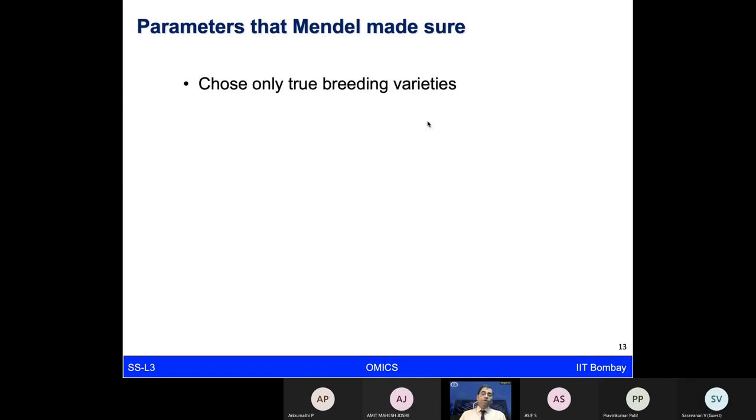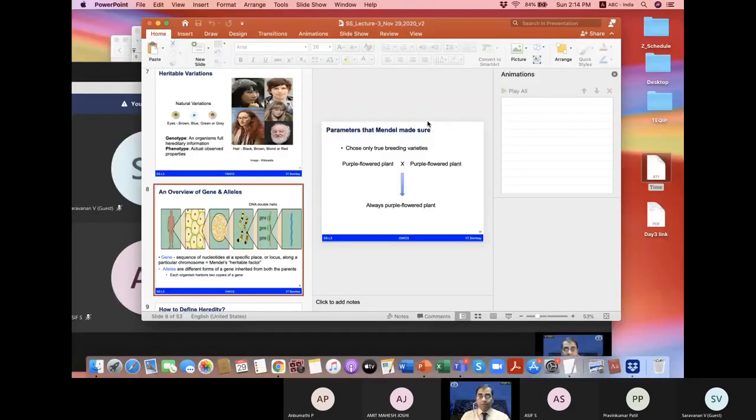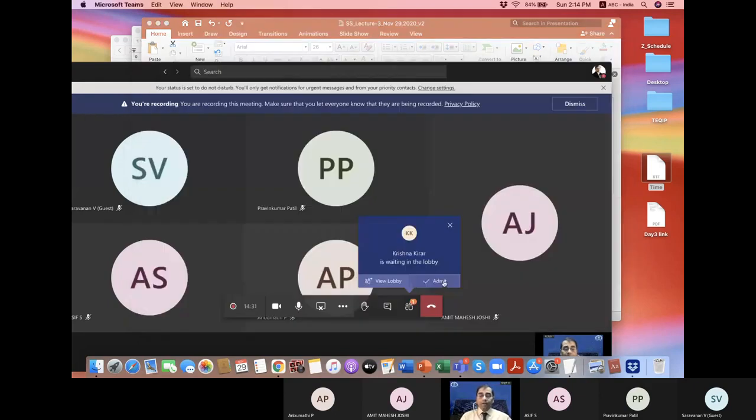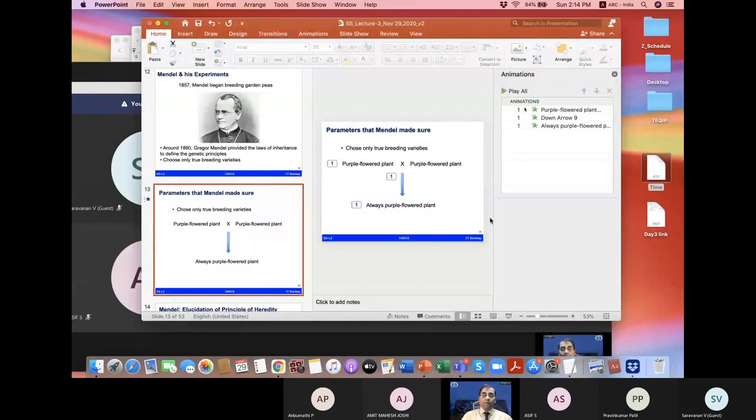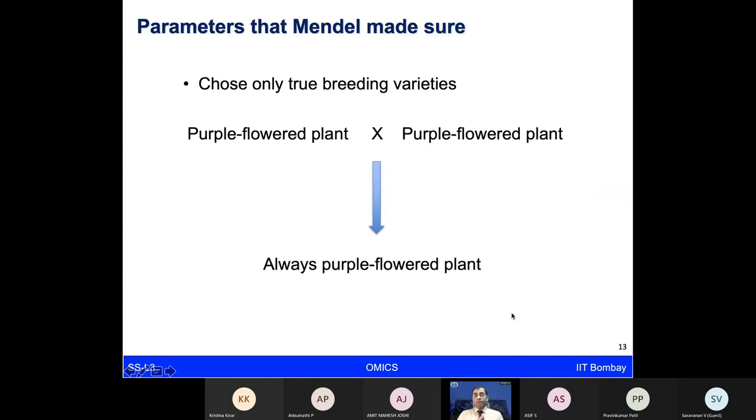One thing he did very smartly was choose pea plants that have only one characteristic at a time. So he chose those as a true breeding variety. What that means is that if you take a flower with one color, take male and female plants, and do the cross, you're only going to see that one characteristic observed in the next generation.